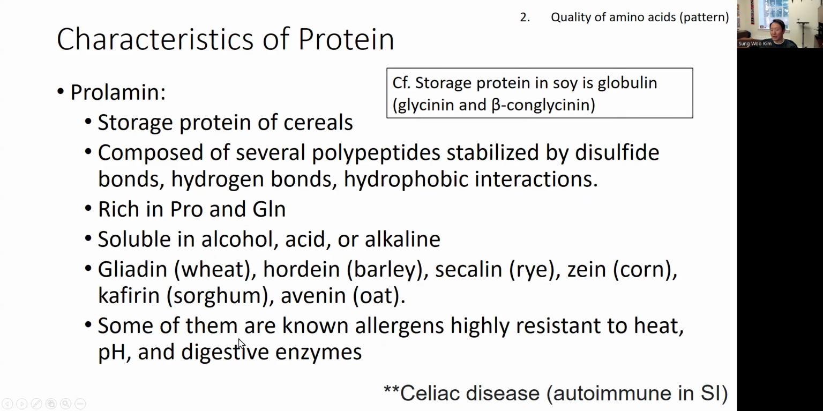One thing in the case specifically for the prolamine in the wheat, okay?